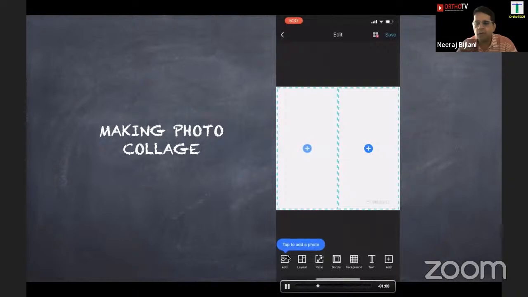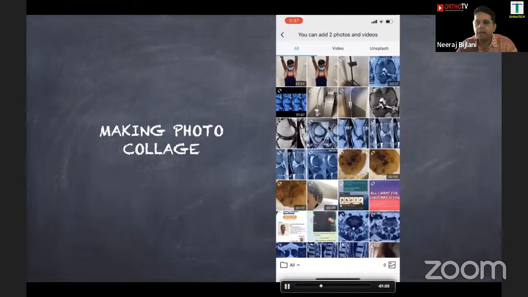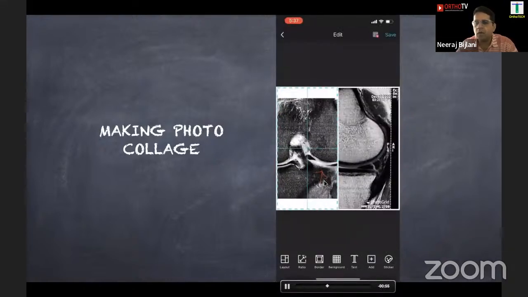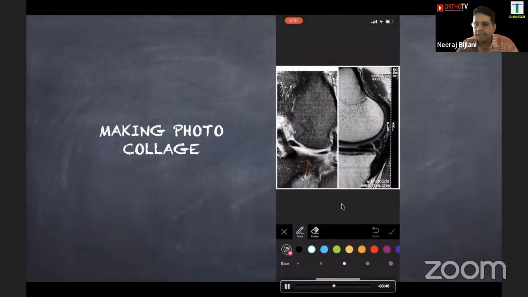I can, of course, add a photo from here. Then I click on this photo. And then I click select one photograph of the MRI and select another photograph of the same patient of the MRI. And I can just put an arrow on it if I want by using the markup. And I can adjust these photos so that it looks very classical. I can, of course, write a text on it.